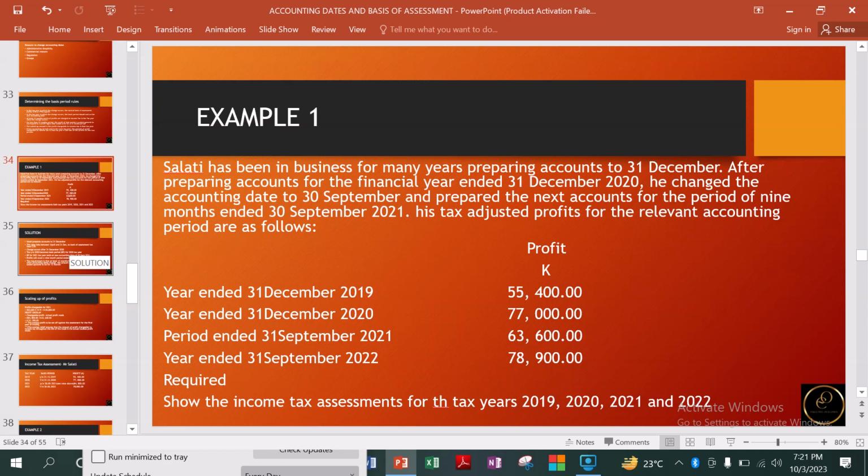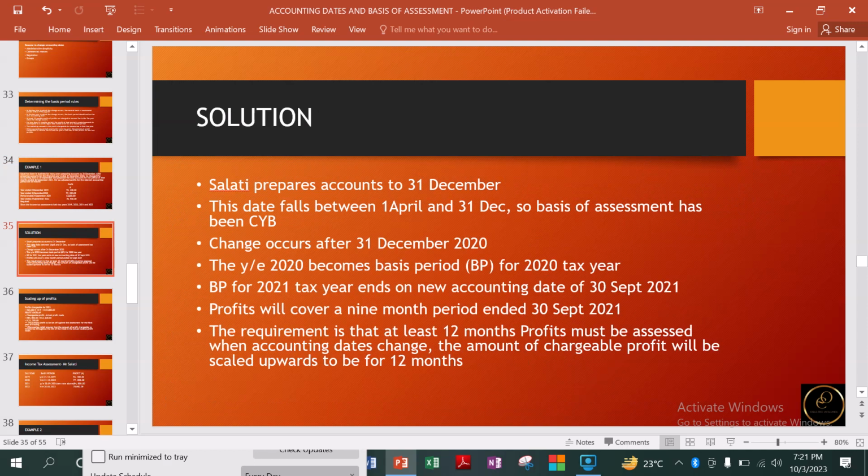So what is it that we need to note under this particular circumstance? Further to what I've just said, just to emphasize, Salati prepares accounts to 31st December. So what does this mean? This date falls between 1st April and 31st December, so the basis of assessment has been the current year basis. Then the change occurs after 31st December 2020. Okay, that's what we are told.